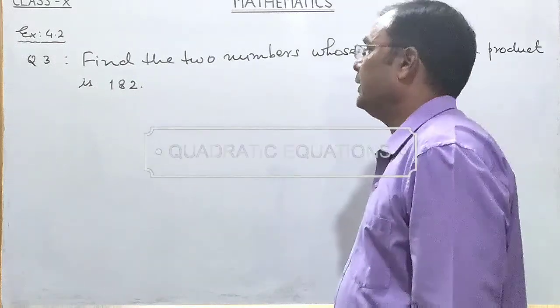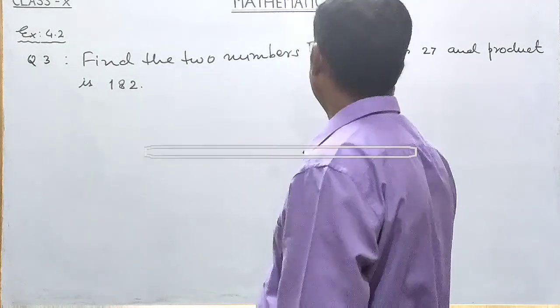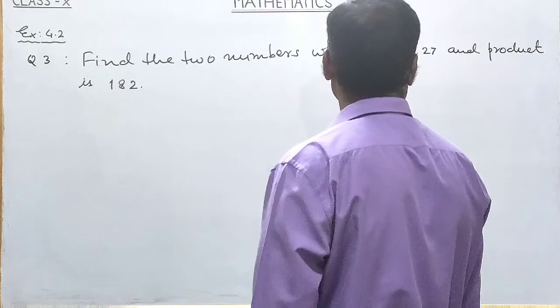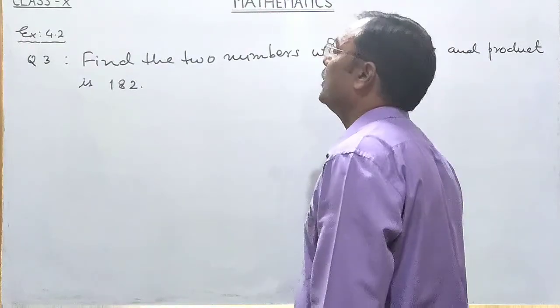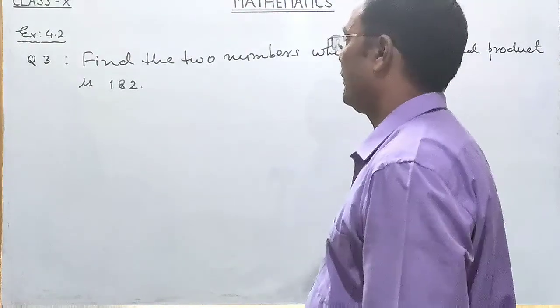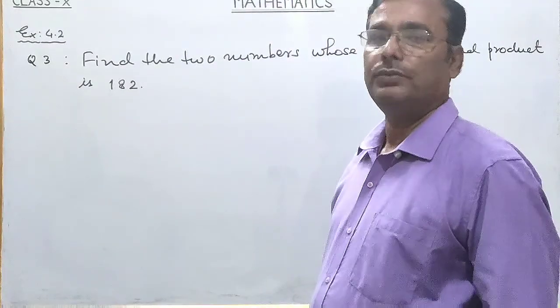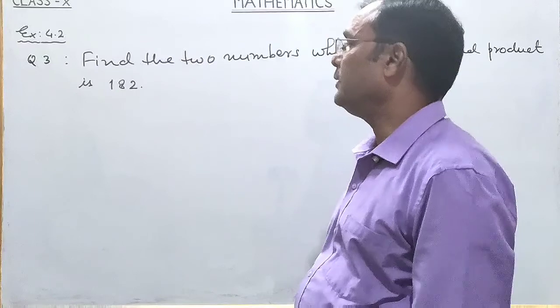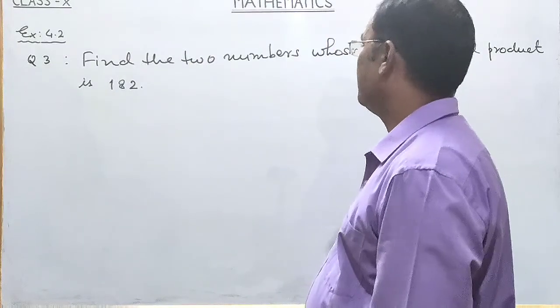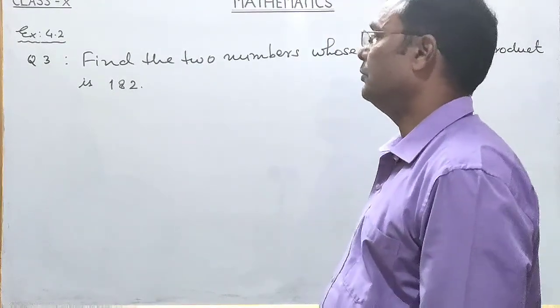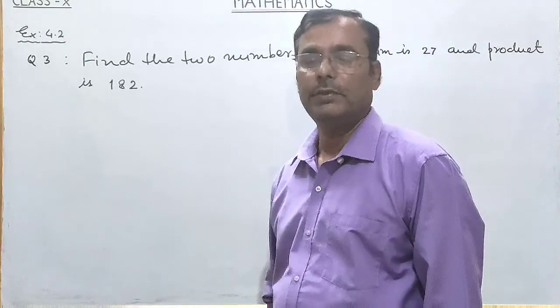Now question number 3. Find the two numbers whose sum is 27 and product is 182. This question we have to solve and find two numbers whose sum is 27 and product is 182. So how will you assume two numbers?